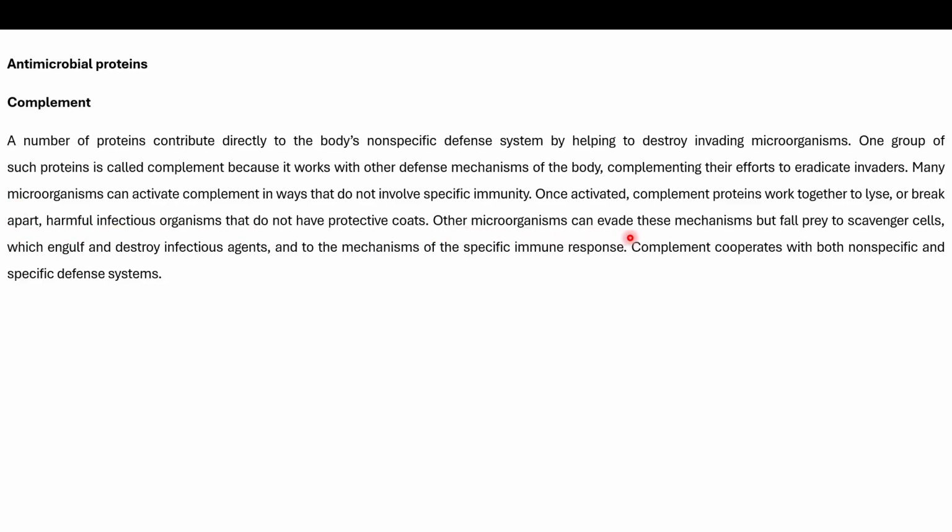And there are other microbes which can evade these mechanisms but fall prey to scavenger cells, which are again part of the immune system, which engulf and destroy infectious agents, and to the mechanisms of the specific immune response. So the complement system basically cooperates with both non-specific and specific defense systems in our bodies.